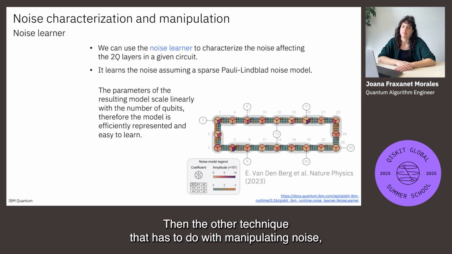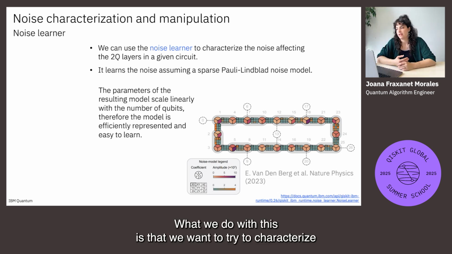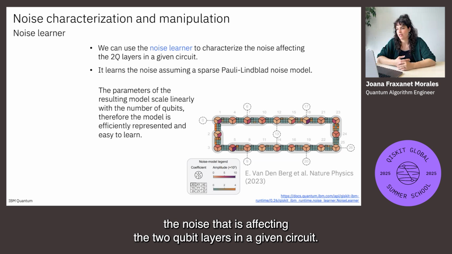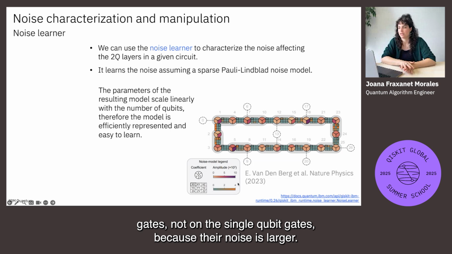This is about Pauli twirling. Then the other technique that has to do with manipulating noise, and in this case learning about it, is the noise learner. What we do with this is that we want to try to characterize the noise that is affecting the 2-qubit layers in a given circuit. Again, we focus on the 2-qubit gates, not on the single qubit gates, because their noise is larger.